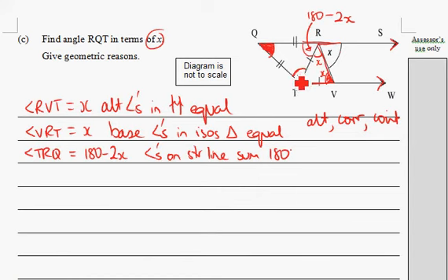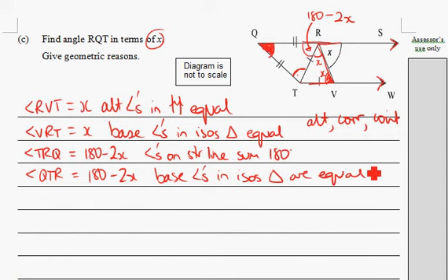So perhaps we better explain about this one as well. Angle QTR also equals 180 minus 2x, and that's using base angles in an isosceles triangle are equal.